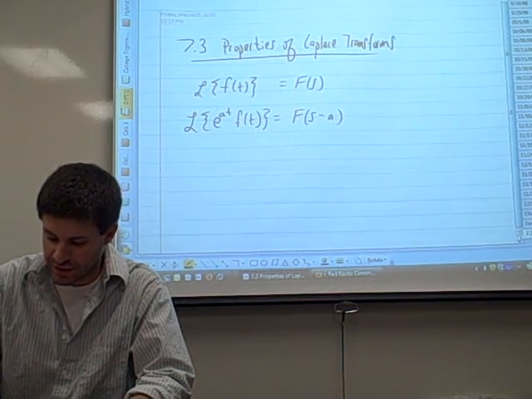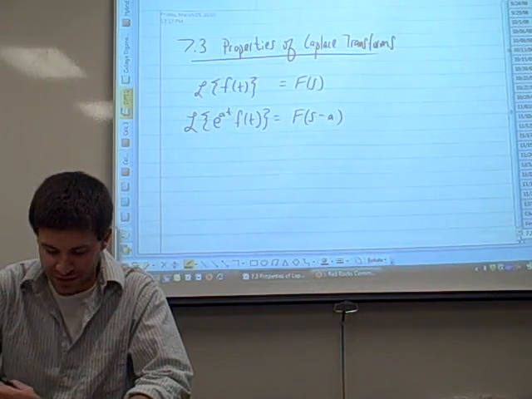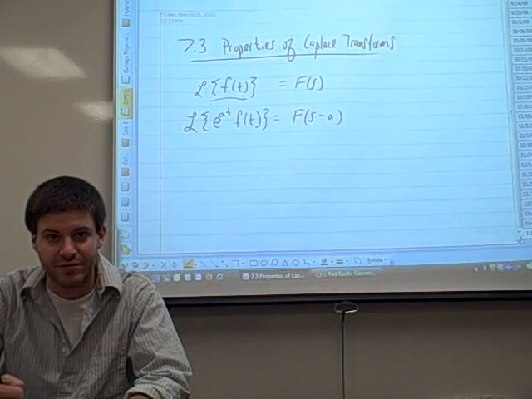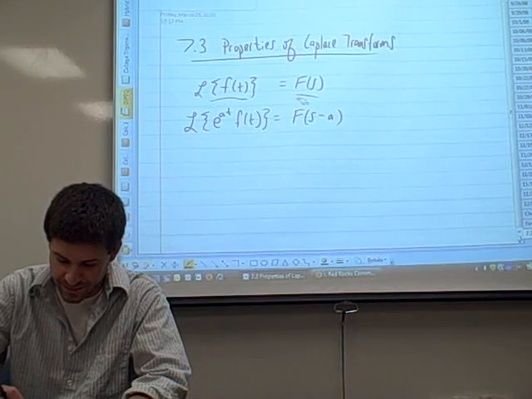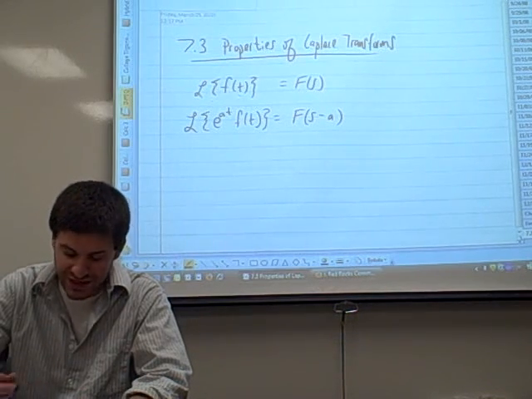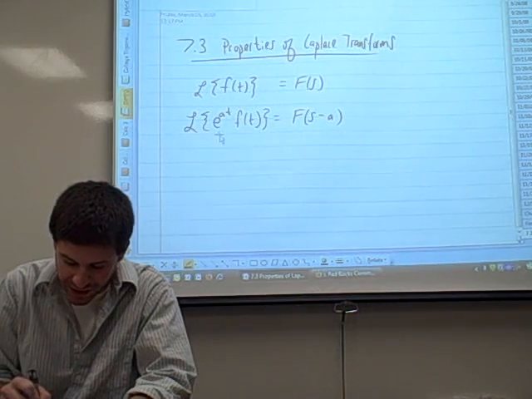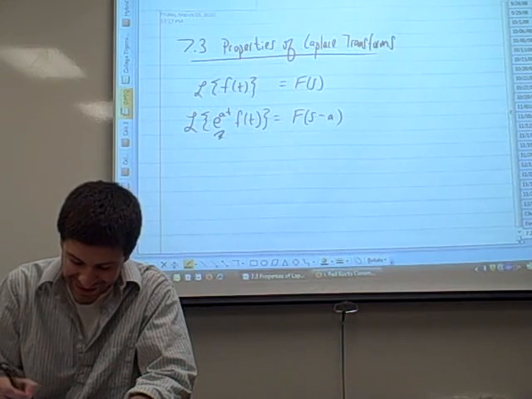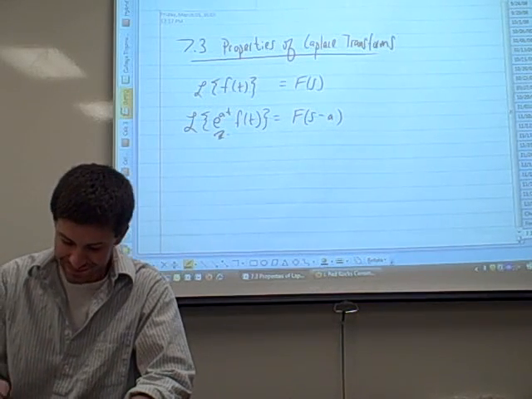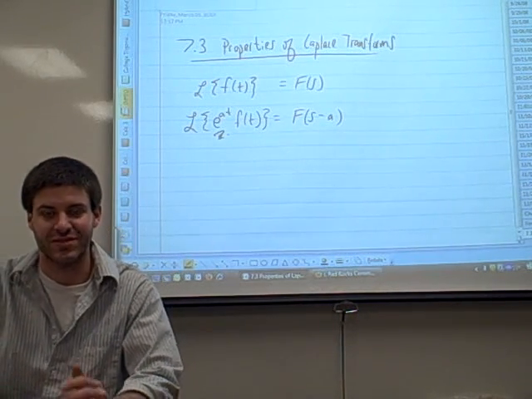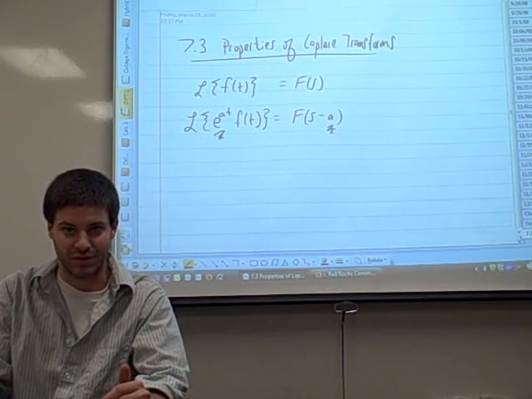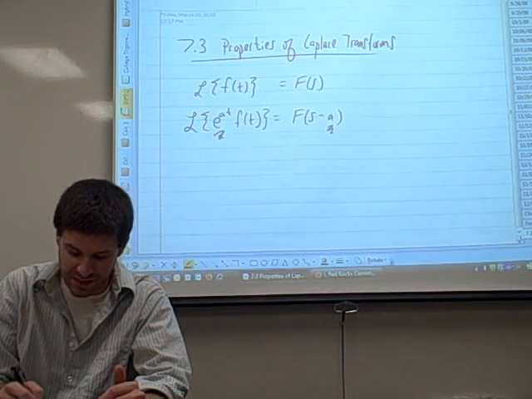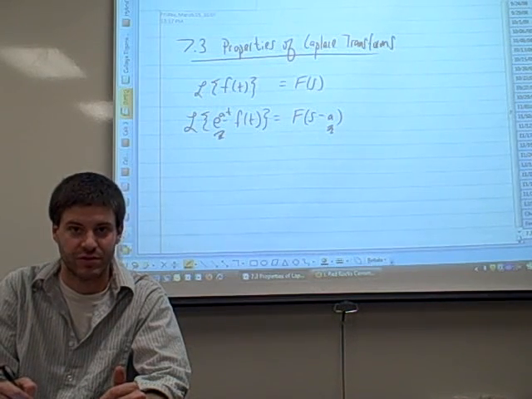So the first property that I want to mention is that if the Laplace transform of f of t is capital F of s, that's just notation, then if we take that function f of t and we multiply it by e to the at, what that does to the Laplace transform is it shifts it horizontally to the right by a units. A being the same a that is in this exponential function over here.